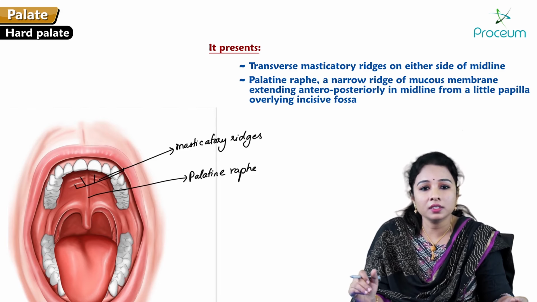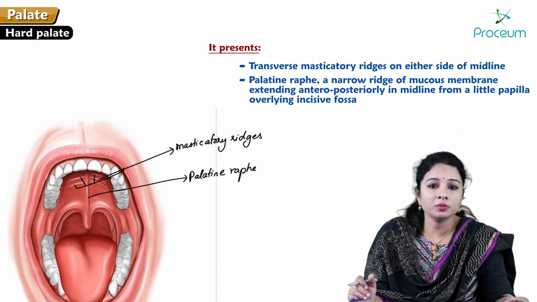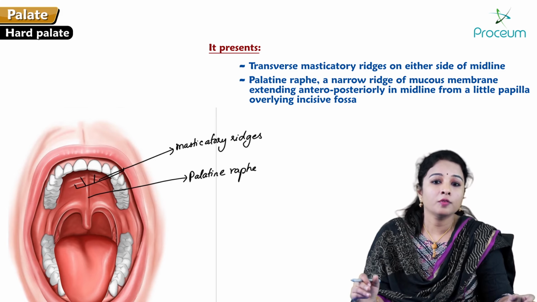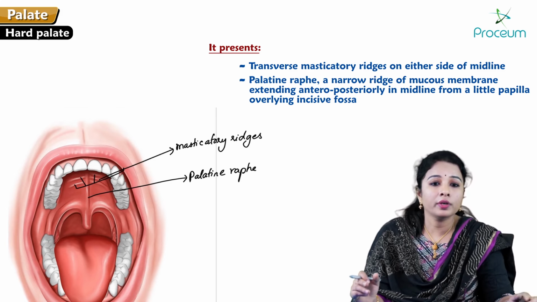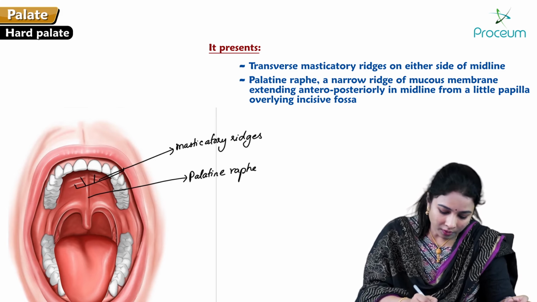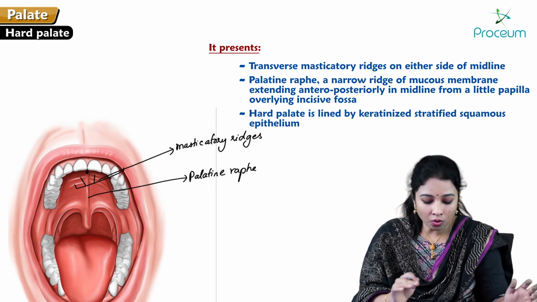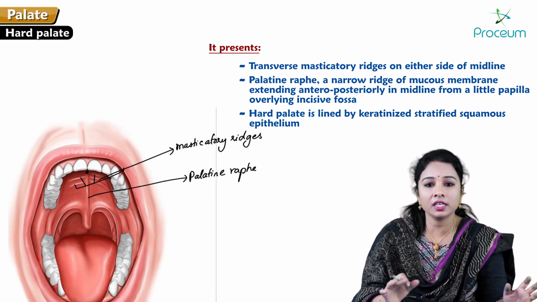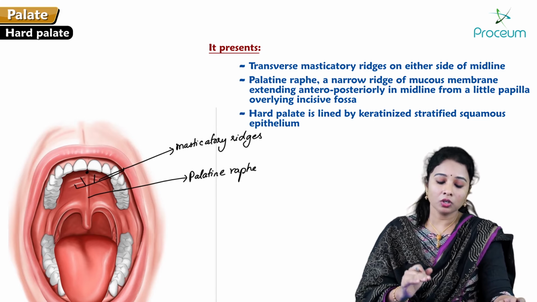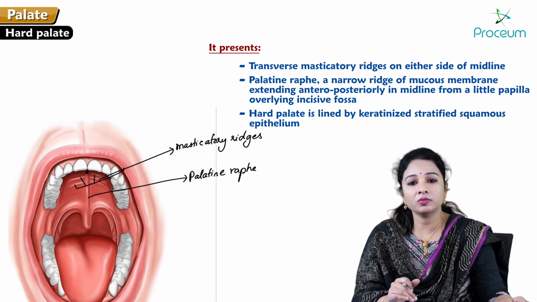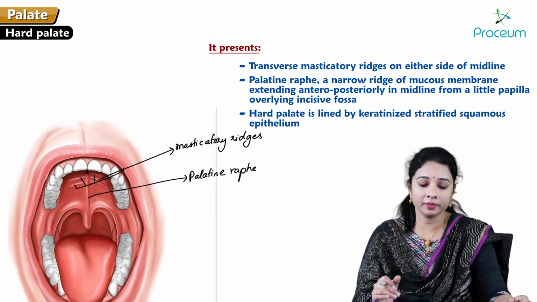Palatine raphe is a narrow ridge of mucous membrane extending antero-posteriorly in the midline from a little papilla overlying the incisive fossa. So, from the midline from here it extends, and this whole hard palate, if you see, is lined by stratified squamous non-keratinized epithelium. So, the mucous membrane is stratified squamous non-keratinized epithelium.